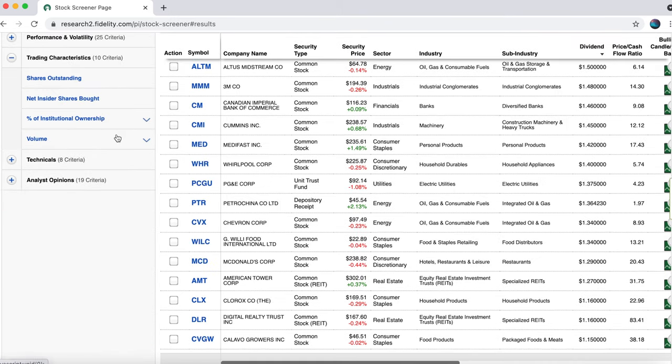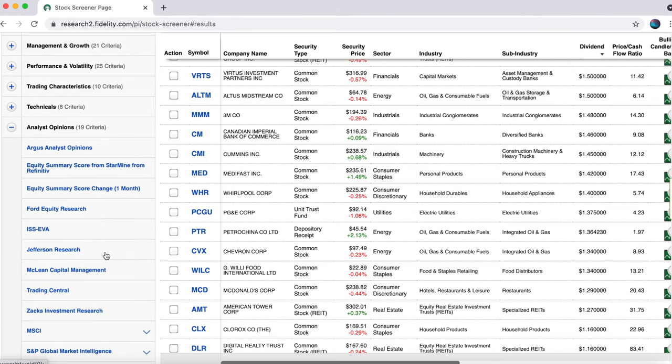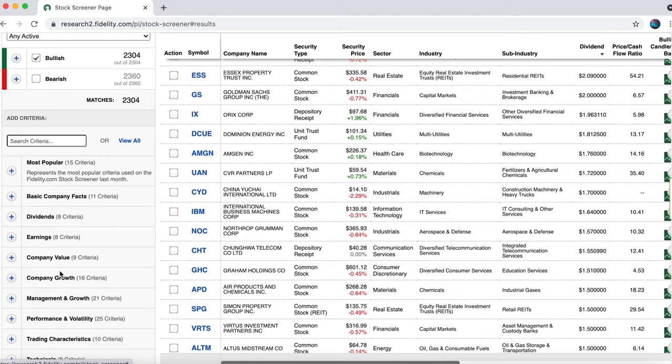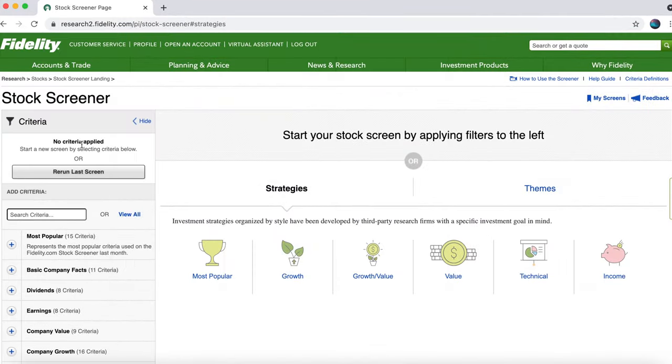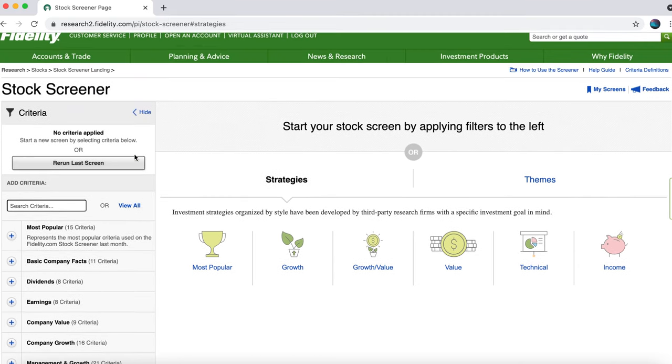You also have trading characteristics. So if you want to know if something is a low float stock, has a lot of institutional ownership or volume, etc. And then analyst opinions. So you pretty much have everything that you need with all of these categories to the left to find the stock that you need.